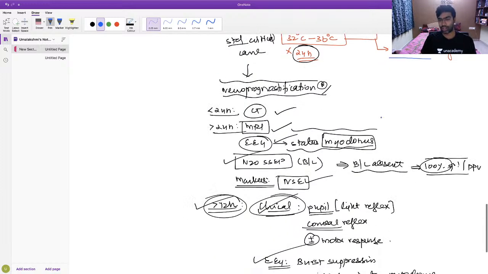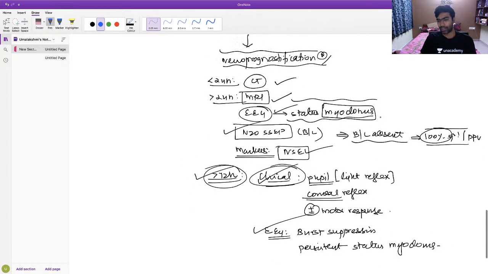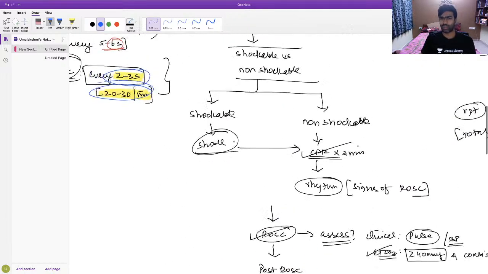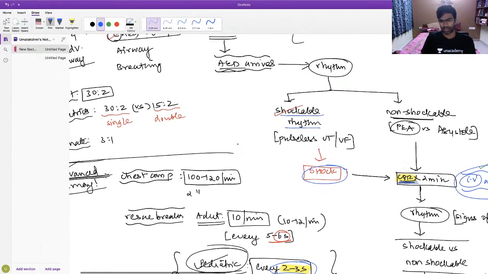One is surface cooling and core cooling, which I have clearly shown by the image previously some time ago. And as far as neuroprognostication is concerned, at what timing you need to do what kind of markers is a matter of importance, especially for the exams. And all the remaining things are almost the same. I think this must be enough.